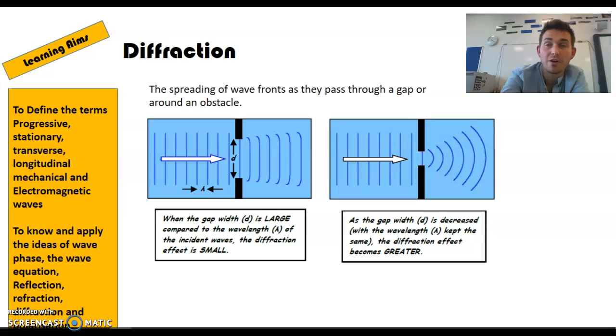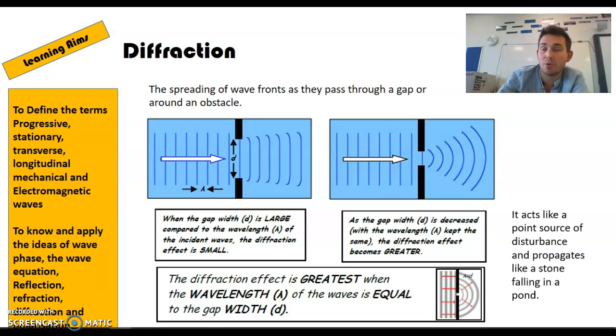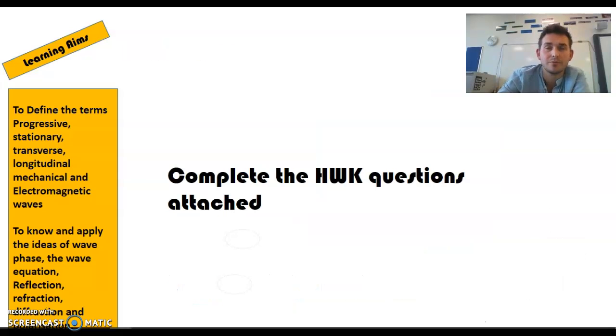Ultimately, it's because that's the point where it behaves like a point disturbance, as if you dropped a little rock into a pool. Each one of these waves, as it passes through that gap, looks like a little rock hitting in the pool. You know what I'm saying.